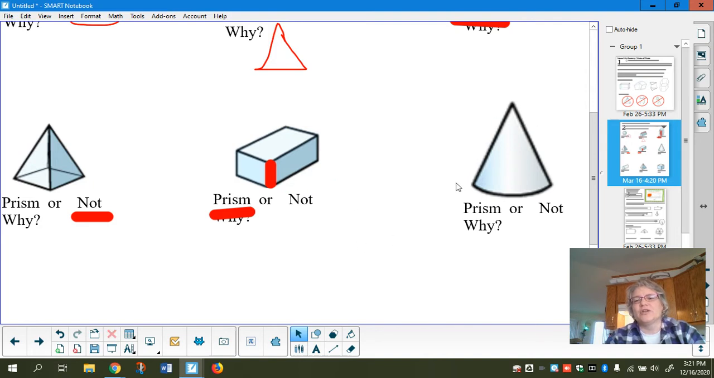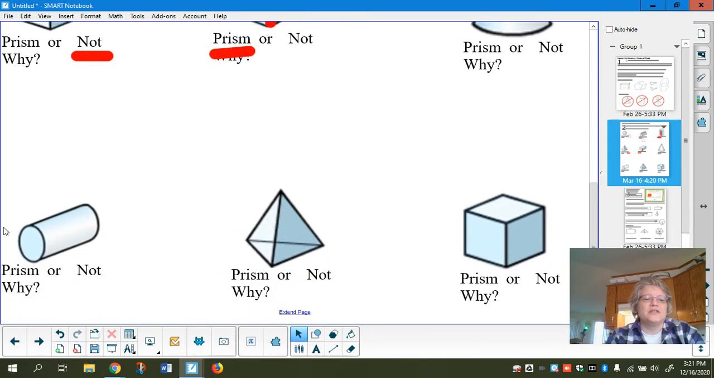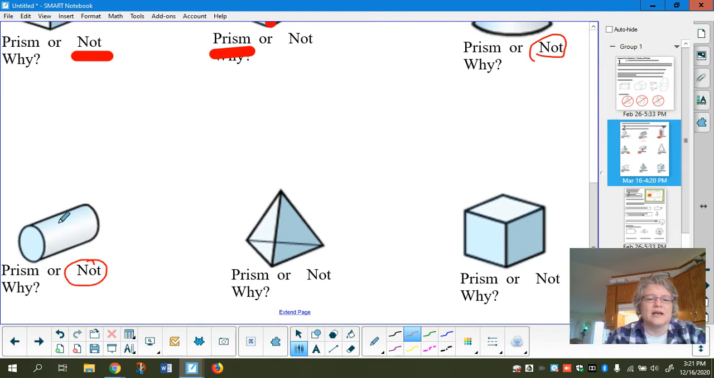All right, this cone, is it a prism? Nope, it's got a pointy part and a rounded part. Definitely not a prism. How about this one, a cylinder? Nope, not a prism. How do we know? Because it's a cylinder, but also because it's got a round part and it does not have rectangular sides. It has like one long side.